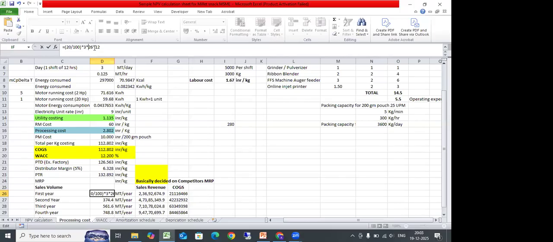I run it for 26 days and 12 months. Now we can add holidays, that can go to 25. That also can happen. You can change it on your basis. I have not considered the public holidays and all. I only considered the 4 Sundays. Now, 26 into 12 gives me the first year production, metric ton per year.